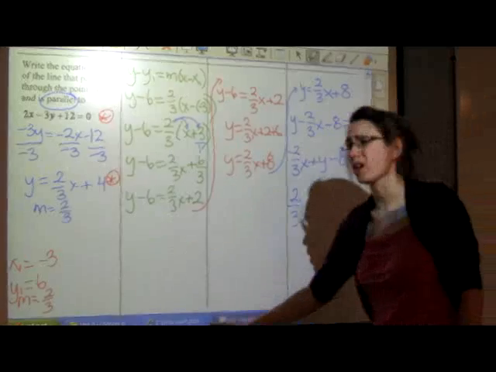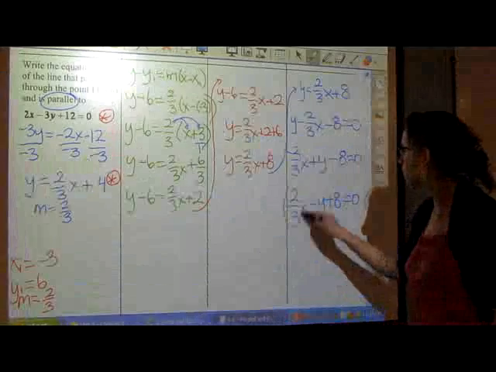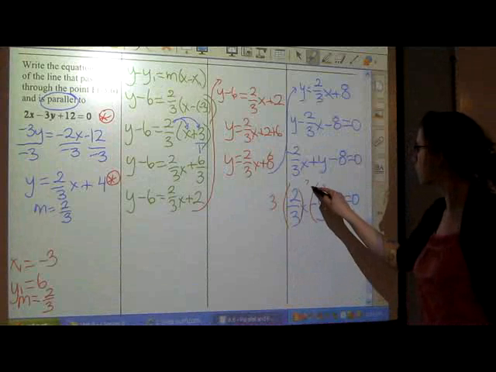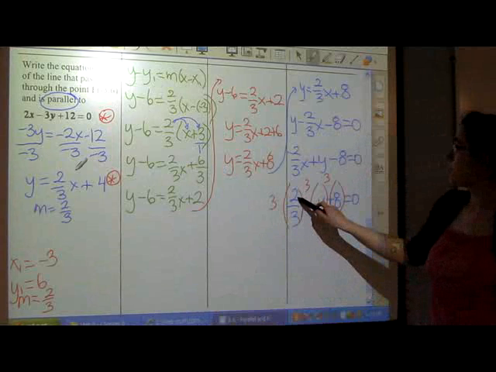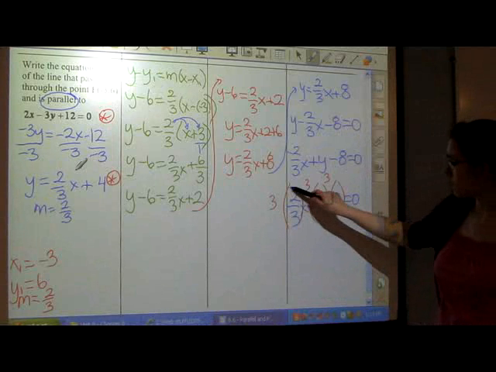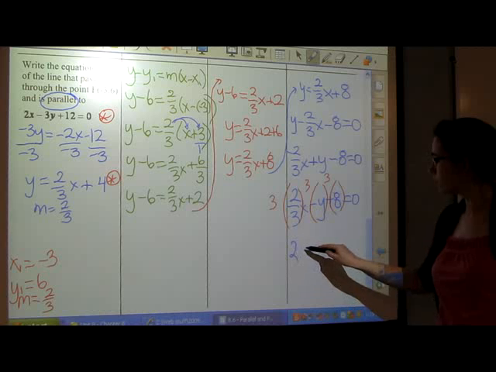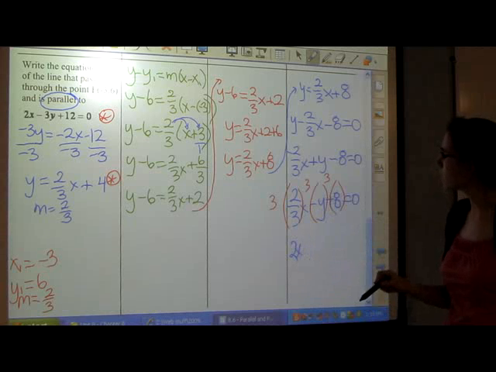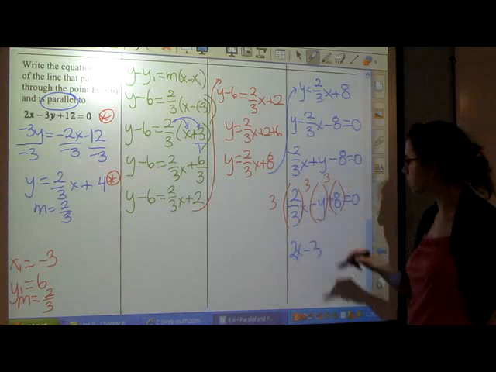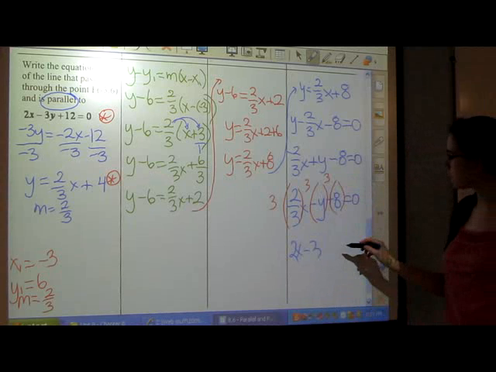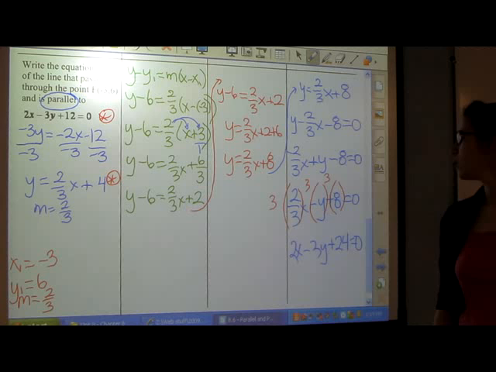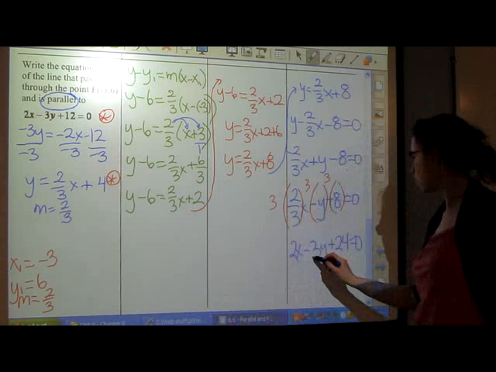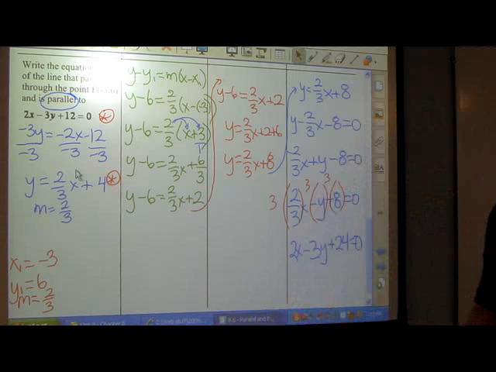Bottom number is 3. Want to get rid of that 3. So we will multiply every single term here by 3. 3 times 2/3 x gives us 2x. 3 times y gives us 3y, and so it's negative 3y because of this minus. 3 times positive 8 gives us 24, and that's equal to 0. So we get 2x minus 3y plus 24 equals 0.